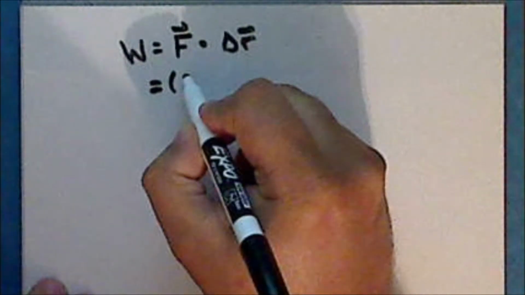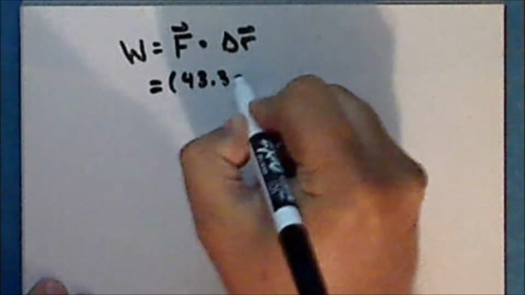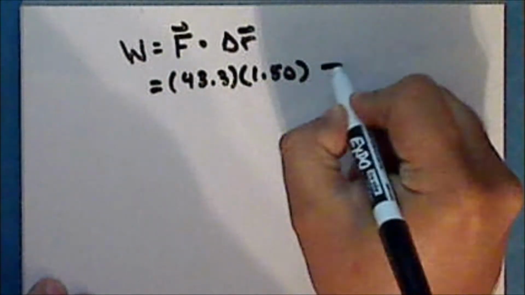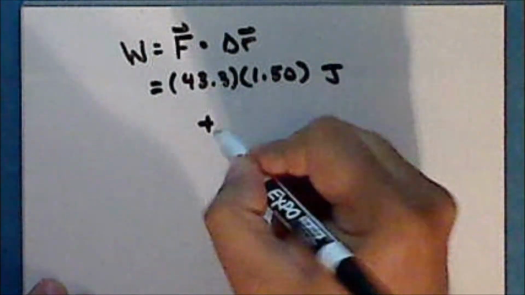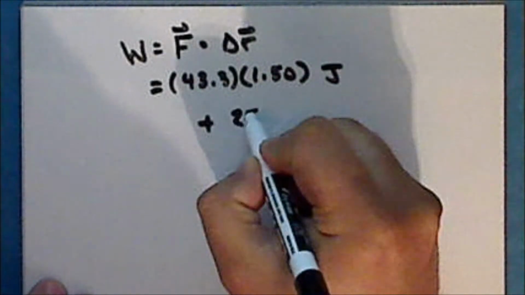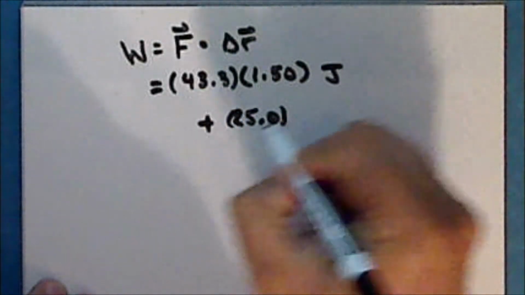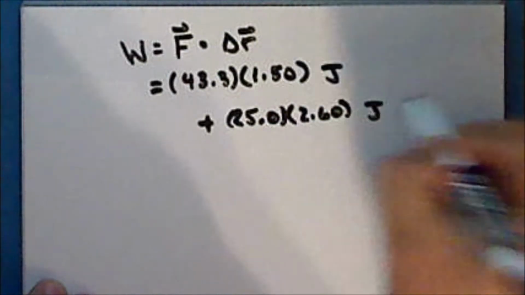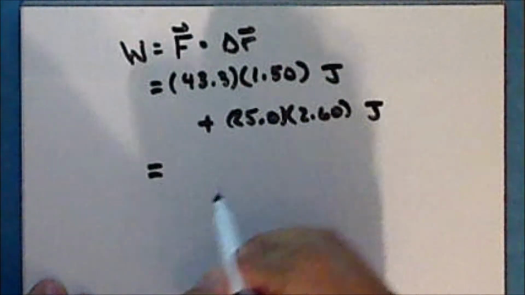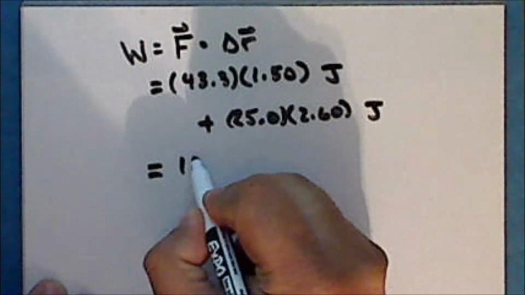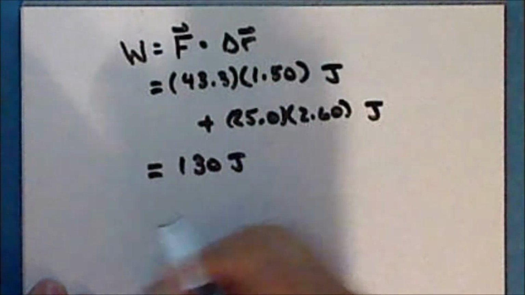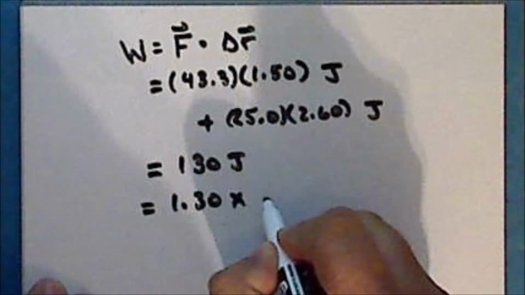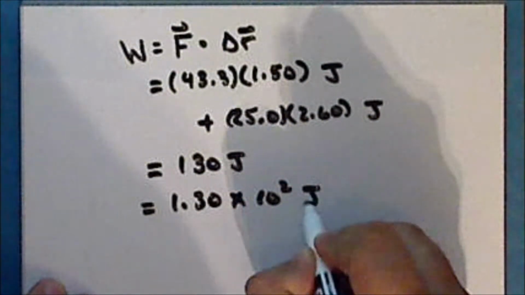And so this is 43.3 times 1.50 joules plus 25.0 times 2.60 joules, which to three significant figures is 130 joules, or once again 1.30 times 10 to the second joules.